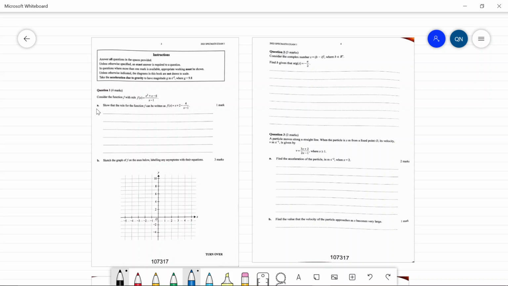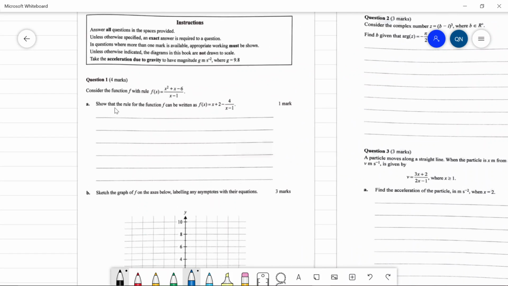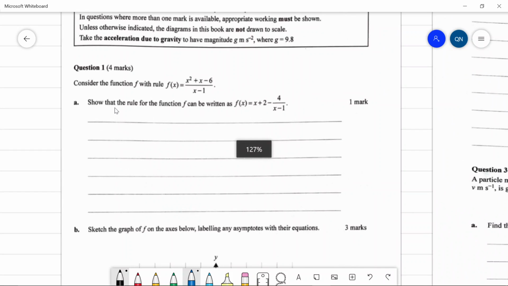But anyways, let's just jump straight into the first question. I'm also very rusty at Spech, I think, because I haven't tutored Spech in like 2 years, so I don't know how much I forgot or remember whatsoever. But let's just jump straight into it.